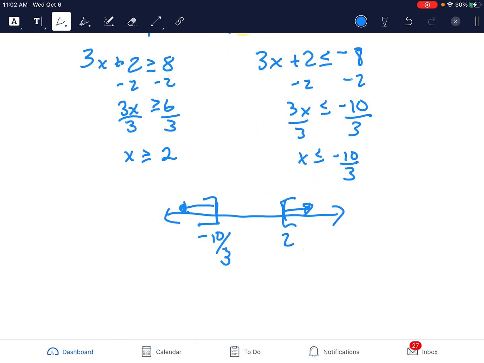So I write my interval notation as negative infinity to negative 10 over 3 with a bracket, my break, 2 to positive infinity. Now again, remember that infinities, whether negative or positive, cannot have a bracket on them because they cannot be included in your answer. You don't know what they are. It is what it is.